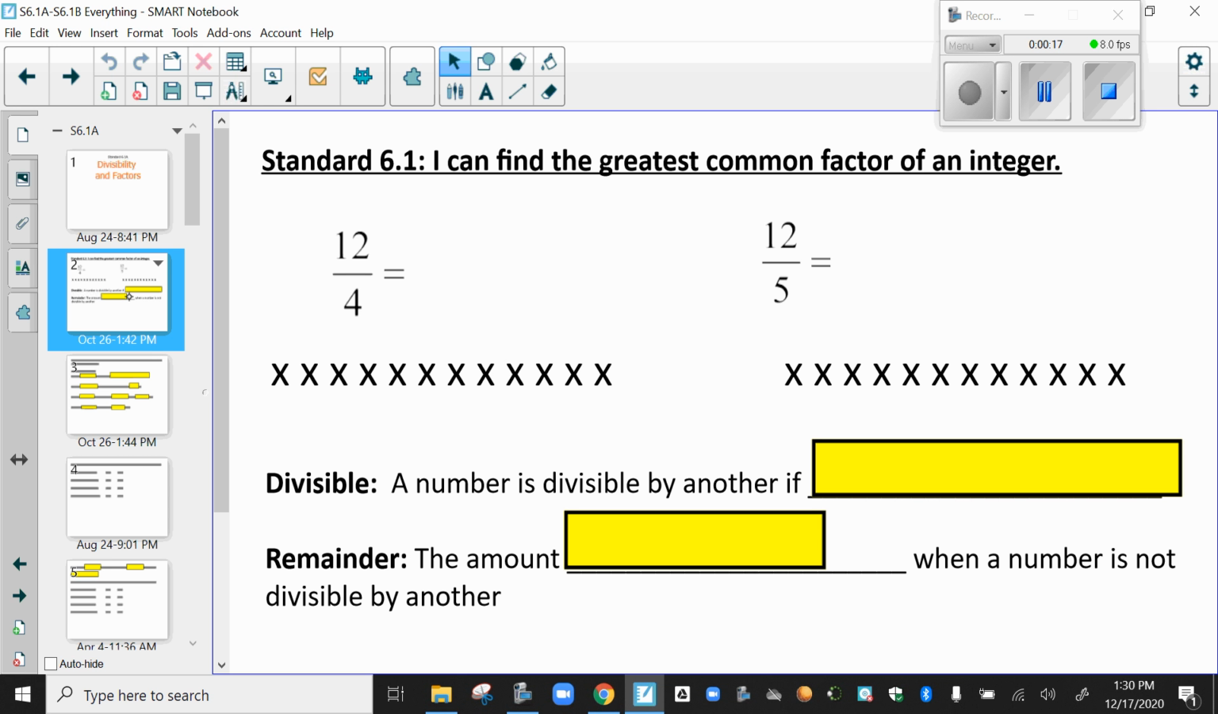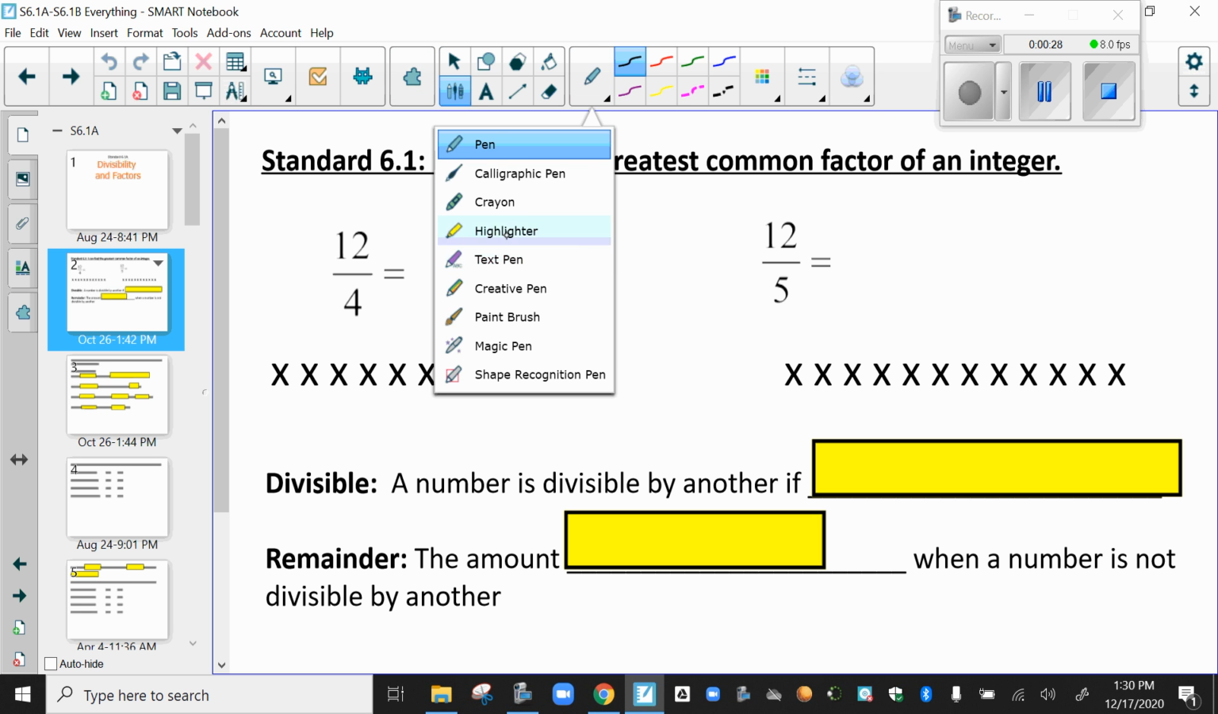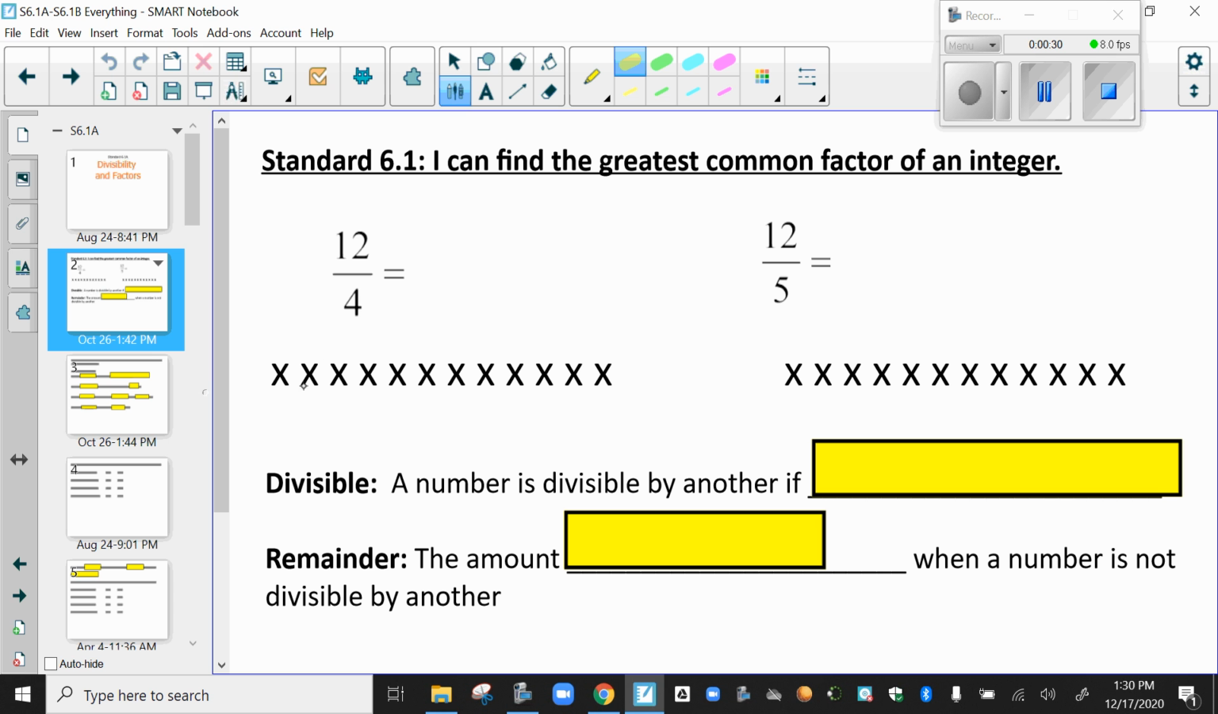All right, so we have some conceptual stuff to talk about here. First, 12 divided by 4. You probably know this answer, but here's one way we can demonstrate what we know. So I'm going to switch over here to the highlighter. All right. So I'm going to say, okay, we're going to divide 12, 1, 2, 3, 4, 5, 6, 7, 8, 9, 10, 11, 12 into groups of 4. There's a group of 4. There's a group of 4. There's a group of 4.